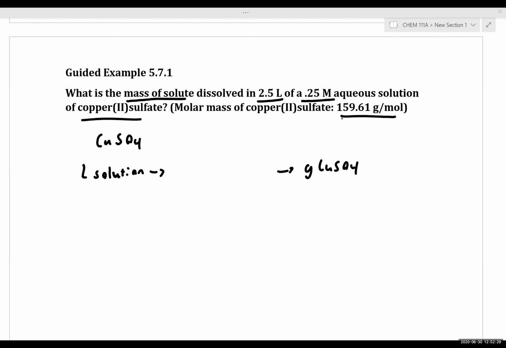We can convert to milliliters, but it wouldn't necessarily get us that much closer to grams. We have the molarity, which has units of moles per liter. So how do we typically calculate grams? What units do we typically calculate grams from if we know the molar mass? How do we calculate mass if we know the molar mass? What units do we go through?